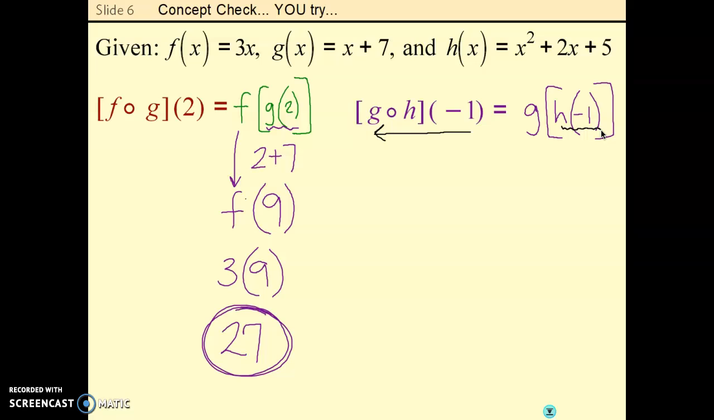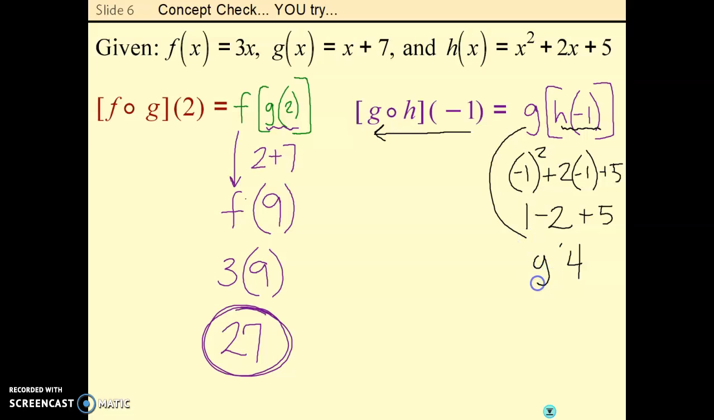So plug -1 into the h function. Again, with negatives, you want to be careful. If you're using a calculator, we need to put parentheses. Or just in our head, that negative squared becomes +1, -2 plus 5. So that would give us an output of 4. Now I plug 4 into the g function. So g of 4 is 4 plus 7. So we should have gotten a final output of 11.